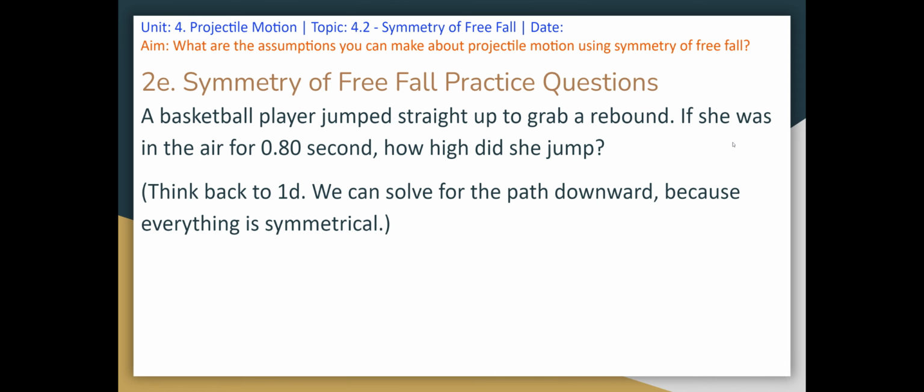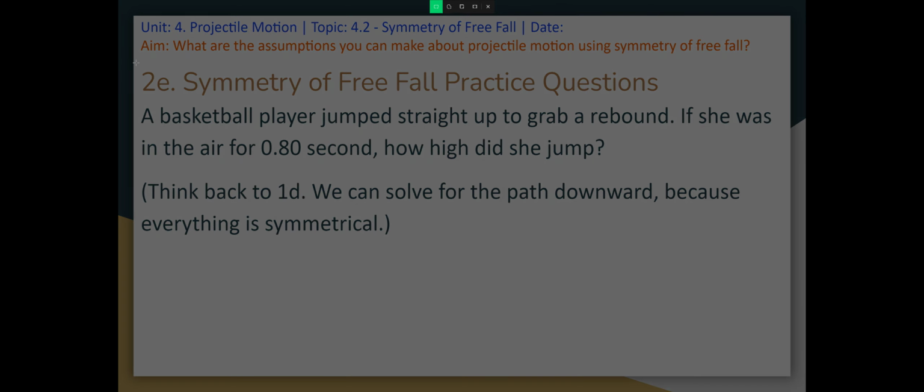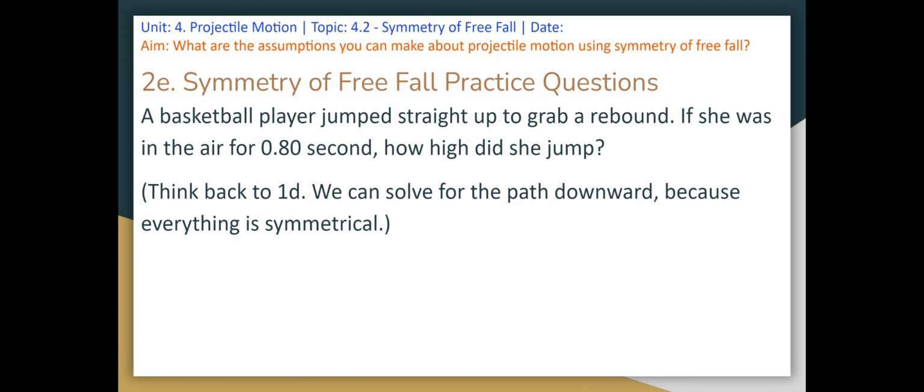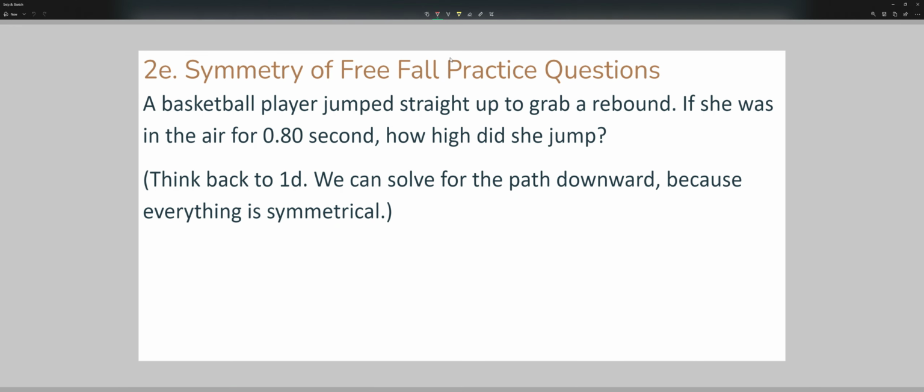Let's get to this 2e. A basketball player jumps straight up to grab a rebound. If she was in the air for 0.8 seconds, how high did she jump?